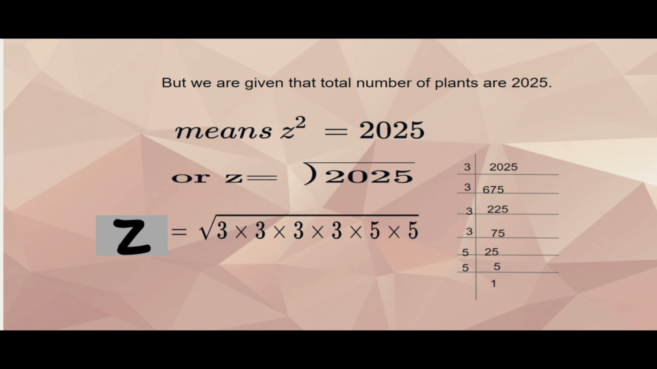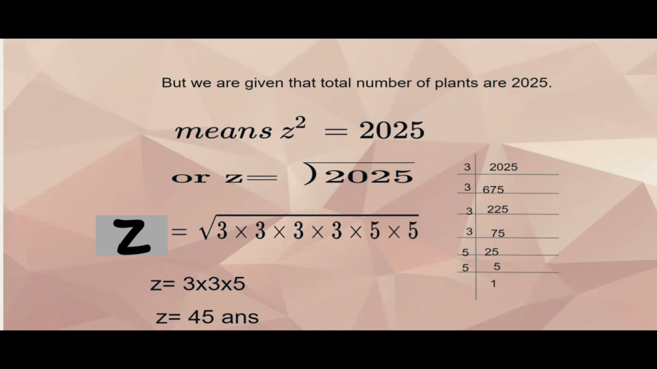Making pairs and choosing one from each pair, we get 3 multiplied by 3 multiplied by 5. That is equal to 45, which is the required number. Means we have 45 rows of plants, and each row has 45 plants.